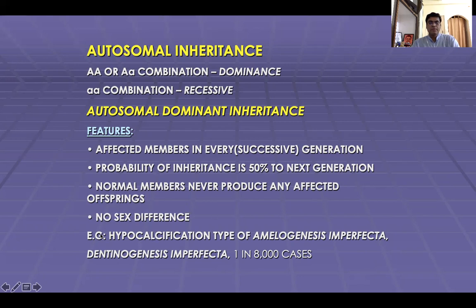Examples for this autosomal dominant inheritance include the hypocalcification type of amelogenesis imperfecta and dentinogenesis imperfecta also, and it will happen in 1 in 8,000 cases. That is autosomal dominant inheritance.